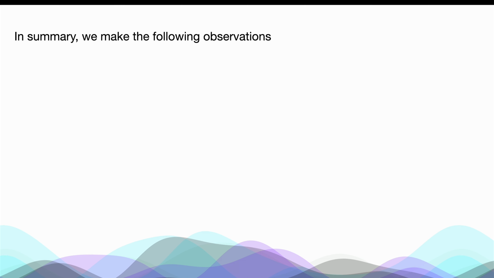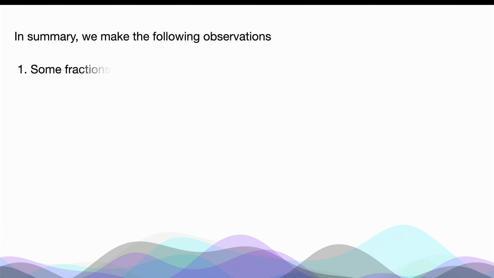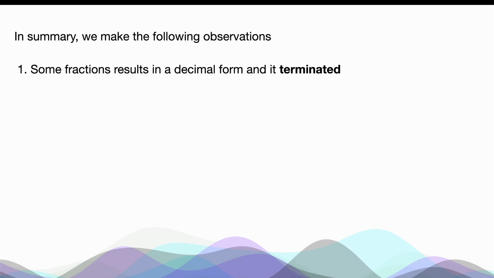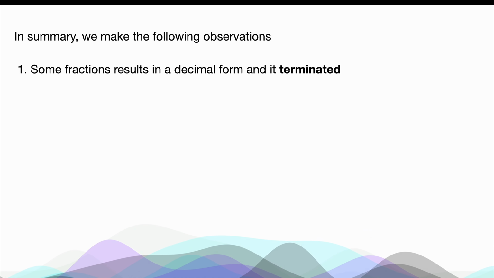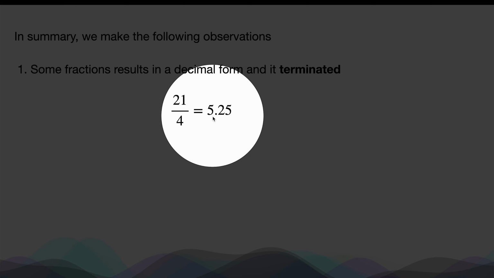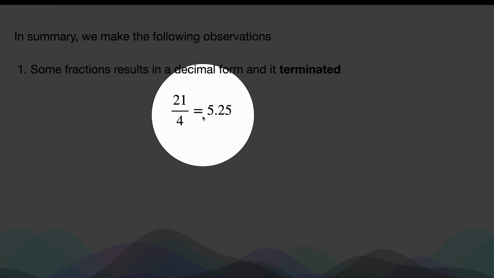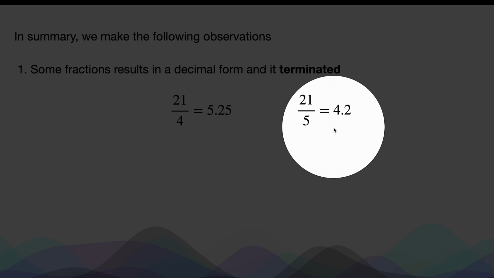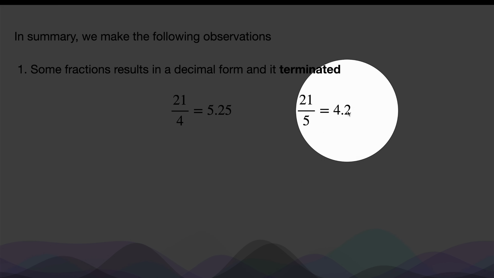So in summary, we make the following observations. First, some fractions result in a decimal form and it is terminated. Like the way we saw for 21 by 4, it came out to be 5.25, and then we saw 21 by 5 comes to be 4.2, so it is a perfectly terminated decimal.